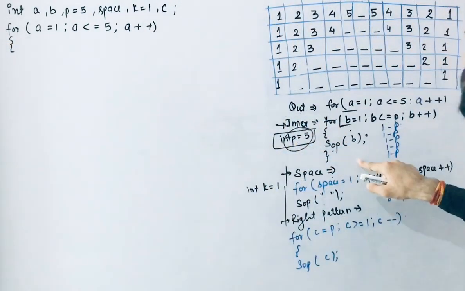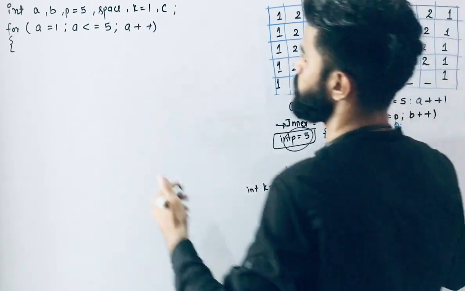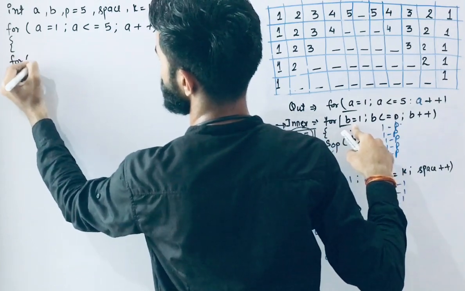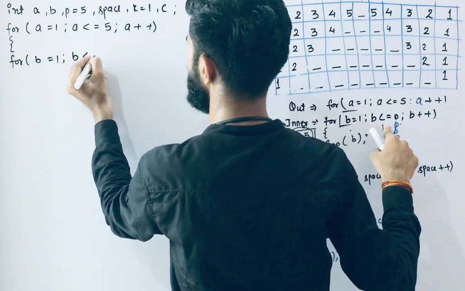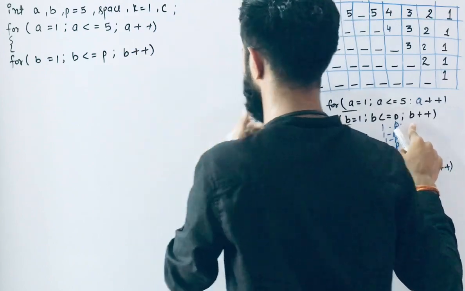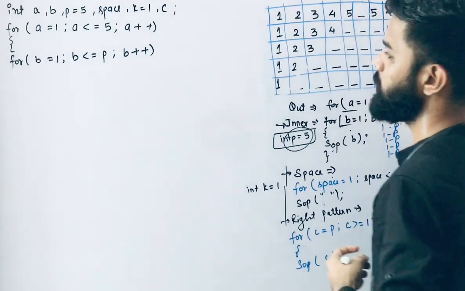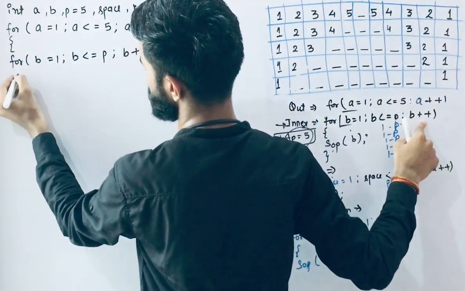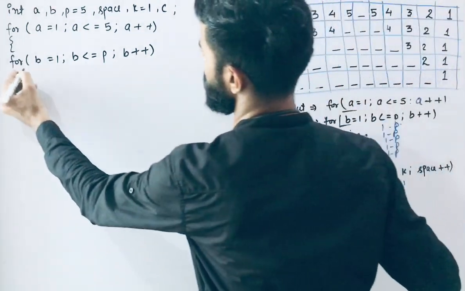Now we are going to print values in the inner loop. So the inner loop starts from b equal to 1. So I'm writing for b equal to 1, b is less than or equal to p, and then b plus plus. Now after this, what do we need to print? We need to print b. We all know why: first we run the inner loop for the left pattern, and then we print b.